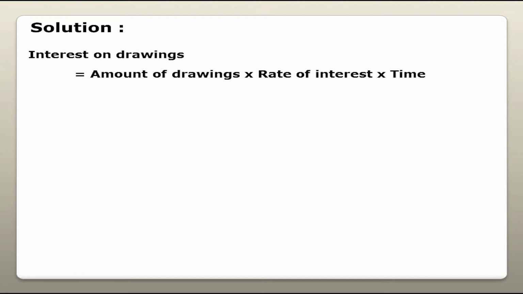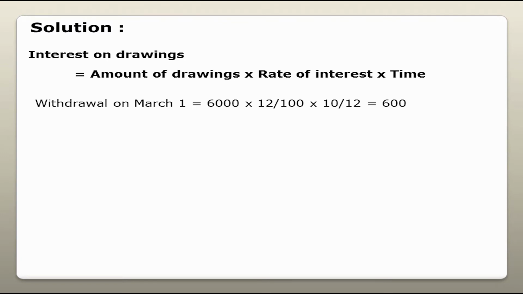Now let's see the solution. Interest on drawings is equal to amount of drawings into rate of interest into time. This is the formula. First we write the withdrawal on March 1, that is the amount of drawings 6,000 into the rate of interest 12 by 100. Now the time, March 1 to December, is 10 months. So 10 by 12, which gives us the answer 600.